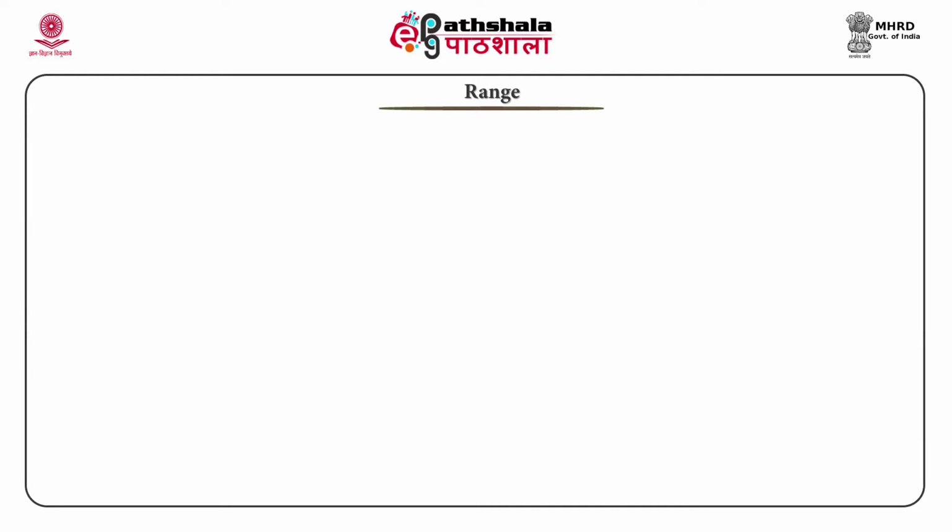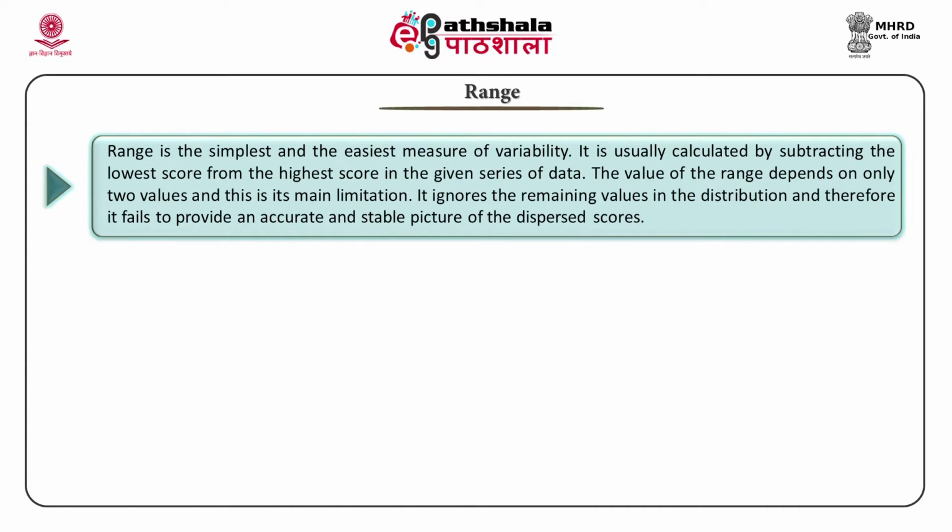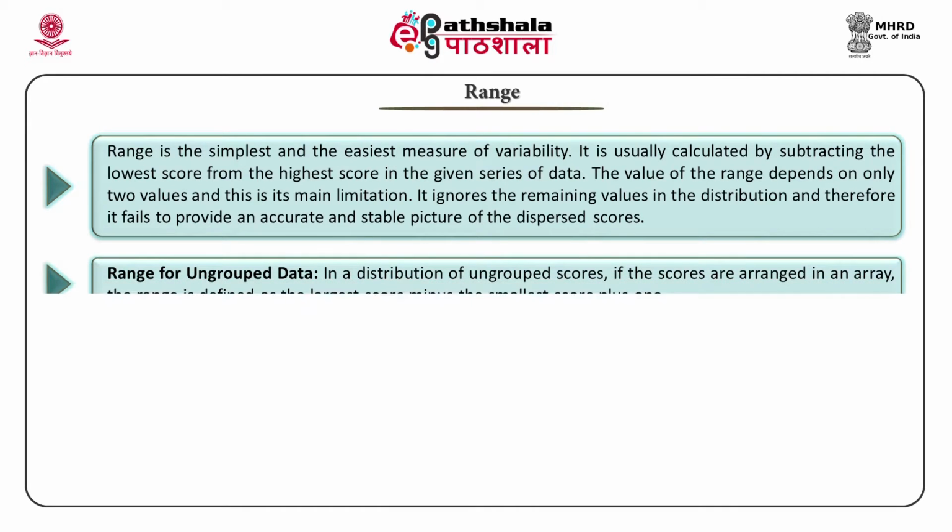Range is the simplest and the easiest measure of variability. It is usually calculated by subtracting the lowest score from the highest score in the given series of data. The value of the range depends on only two values, and this is its main limitation. It ignores the remaining values in the distribution, and therefore it fails to provide an accurate and stable picture of the dispersed scores.